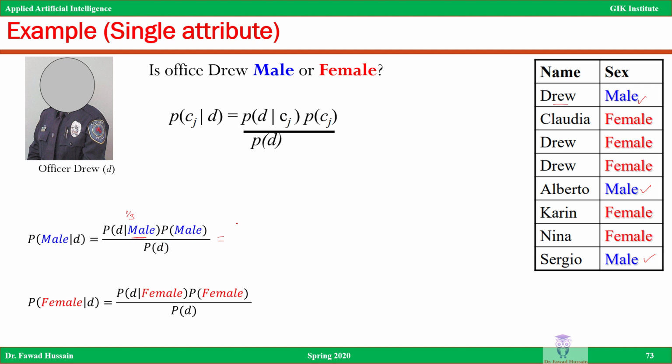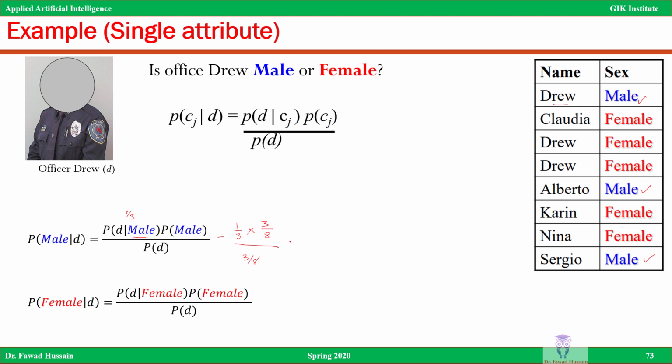So let me write it here. This is going to be 1 by 3, multiplied by the probability of male. How many males do we have? We have 3 males and 1, 2, 3, 4, 5 females, so this is going to be 3 by 8. That's 3 males out of a total of 8 data points, divided by the probability of D. What is the probability of D? D is Drew, 1, 2, and 3. Now we are ignoring the gender, just counting the number of times this name occurs. So this is going to be 3 by 8.